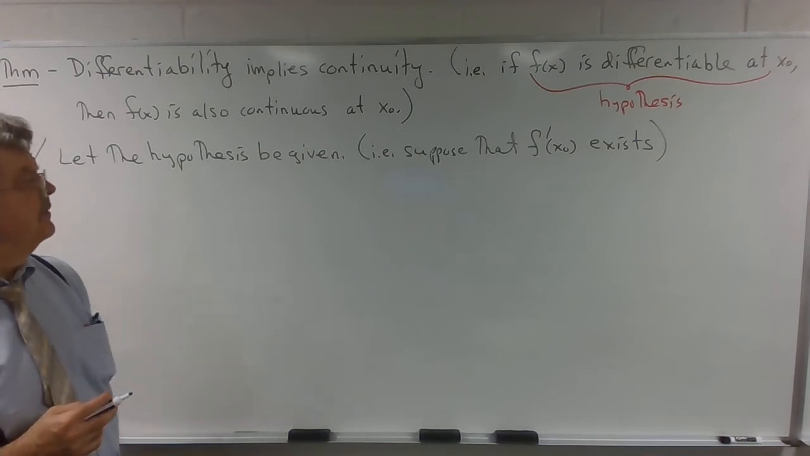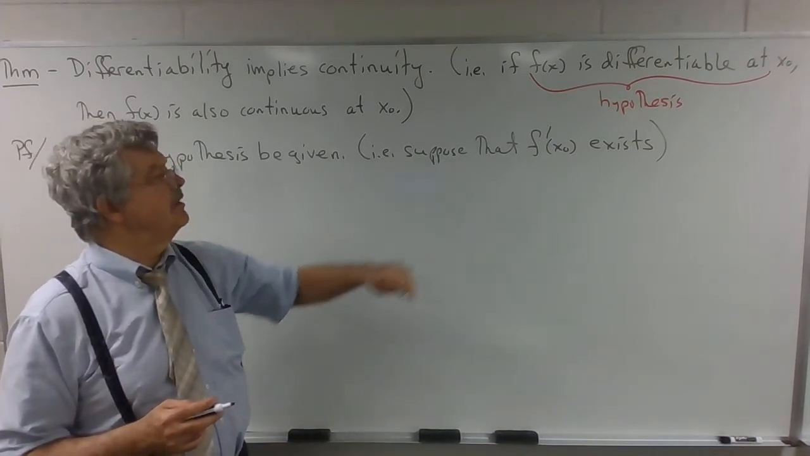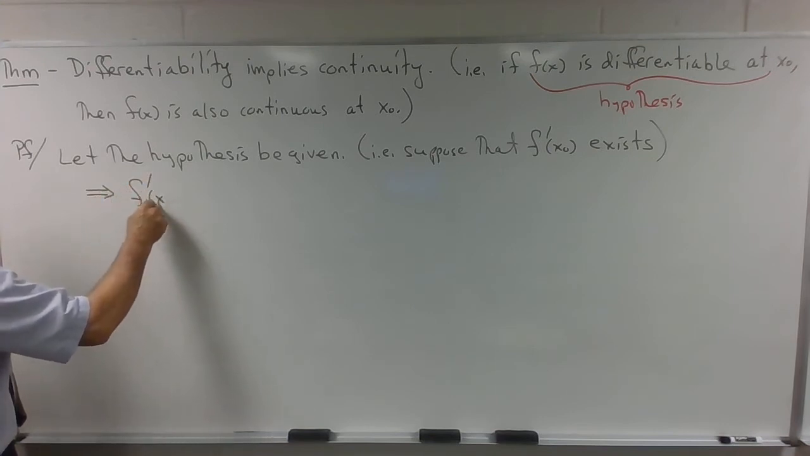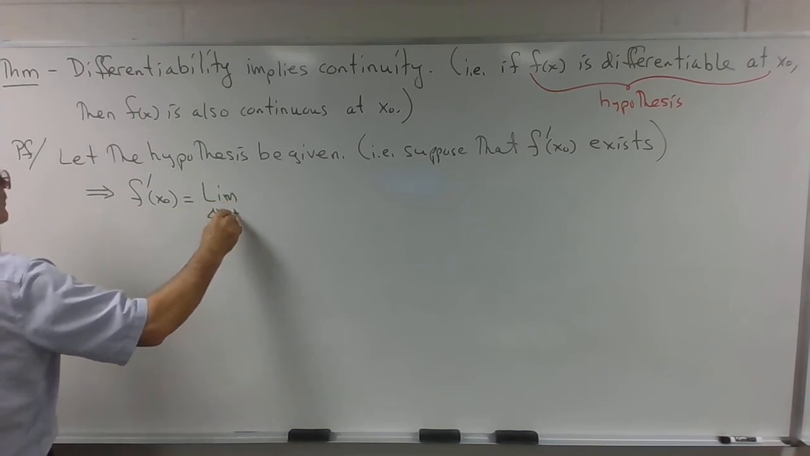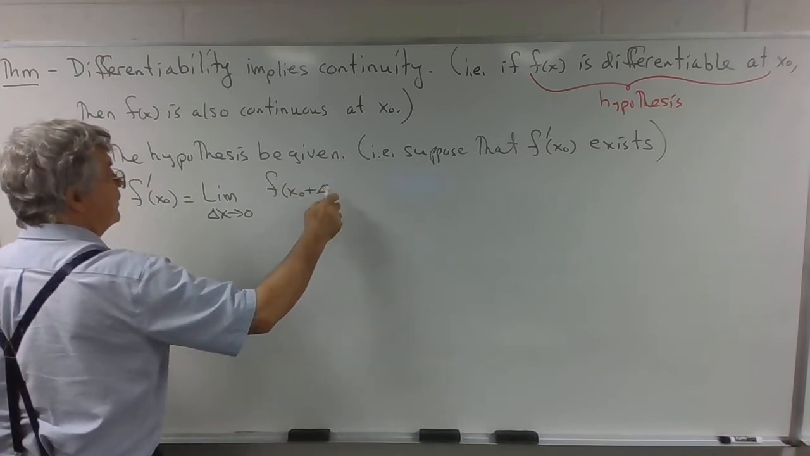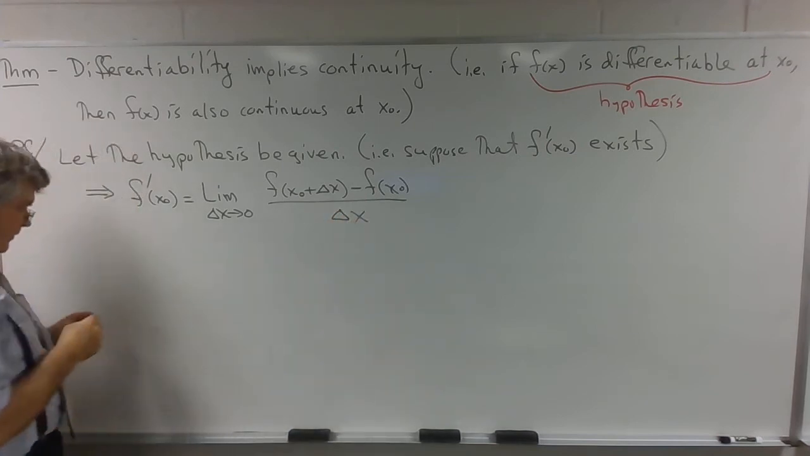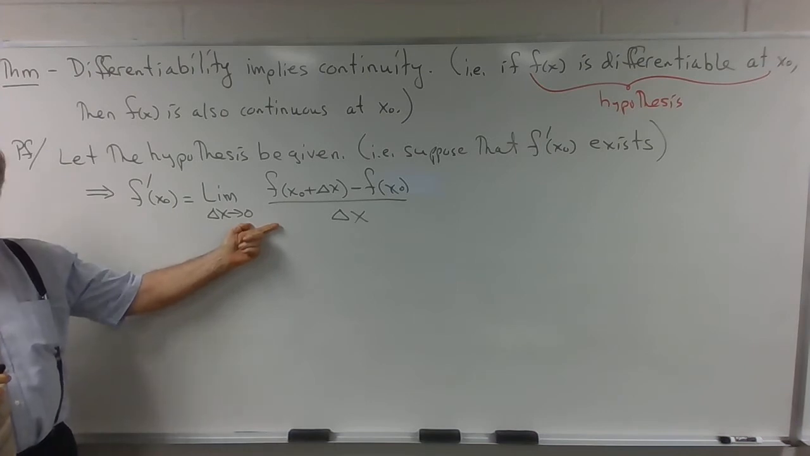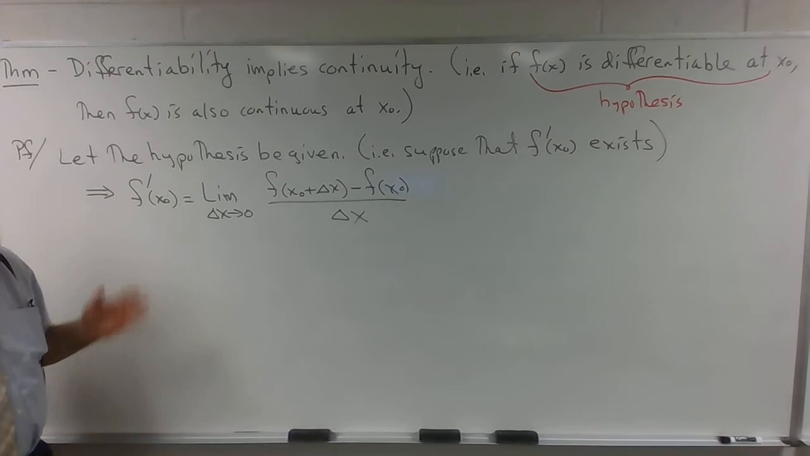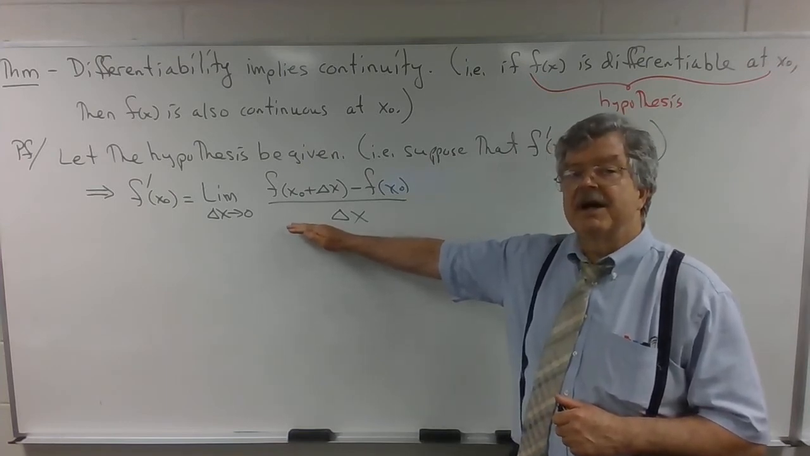I still don't know what to do. So I'm actually going to write out the immediate consequence of my hypothesis. If f prime of x naught exists, then I can write this. F prime of x of naught is equal to the limit as delta x goes to 0 of f of x naught plus delta x minus f of x of naught all over delta x. This is true because f of x is differentiable at x of naught. I've stated my hypothesis and I've written down an immediate consequence of my hypothesis.